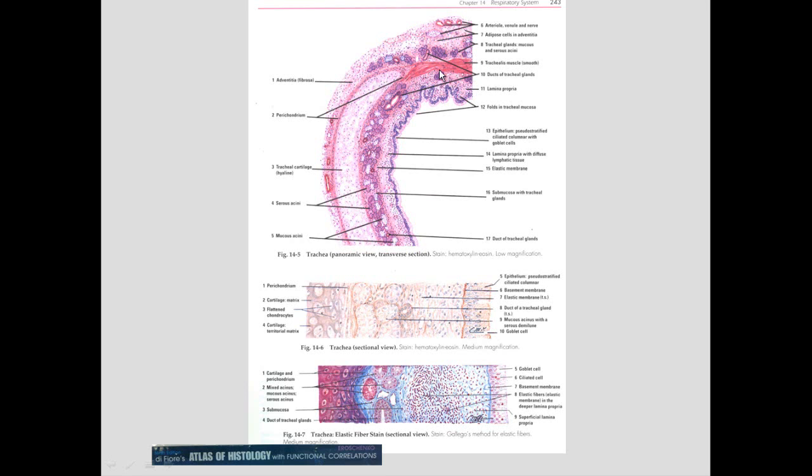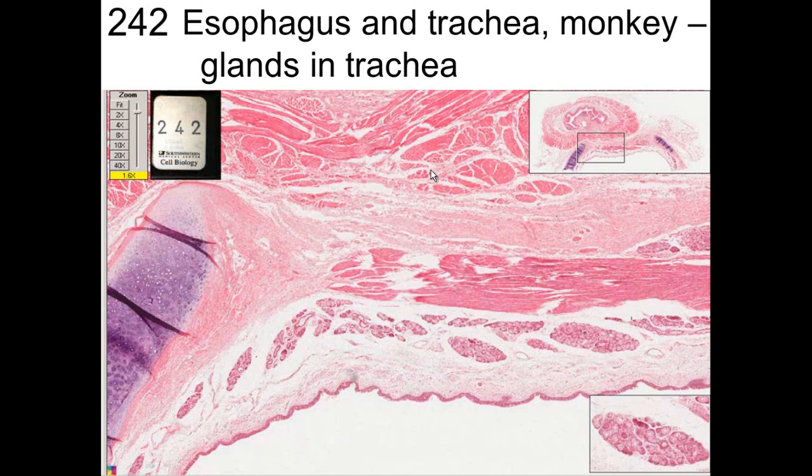There's a muscle there that can contract. When it contracts, it reduces the volume of the trachea, and so you can blow some out if you need to increase the volume. And here we can see there's esophagus up here, but here is the trachea. You can see the cartilage there.